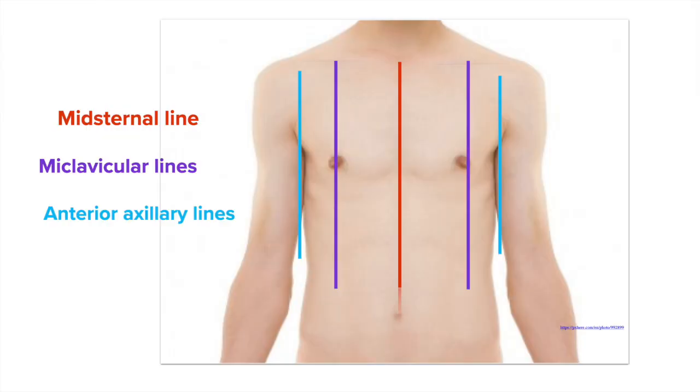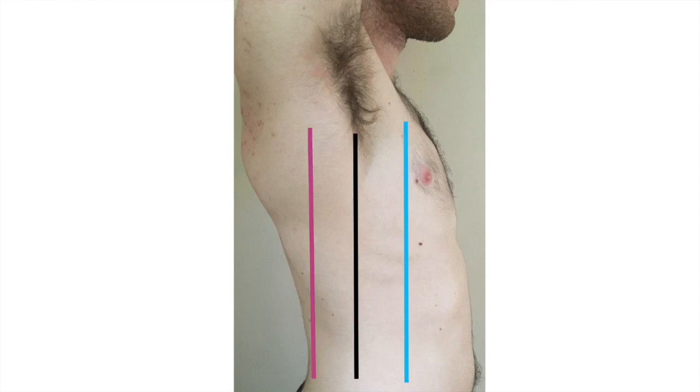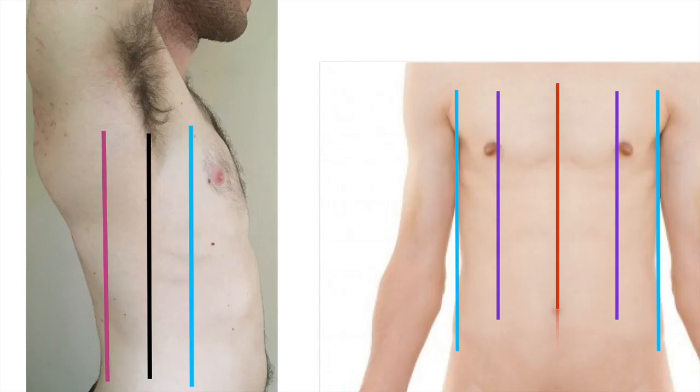At the lateral aspects of our chest are the anterior axillary lines, the anterior aspect of our axilla and the lateral aspect of our thorax. If you look at a patient from the lateral aspect, you'll see the anterior axillary line, the posterior axillary line, and then a mid-axillary line. So now we have longitudinal lines on the anterior aspects and the lateral aspects of our patient.